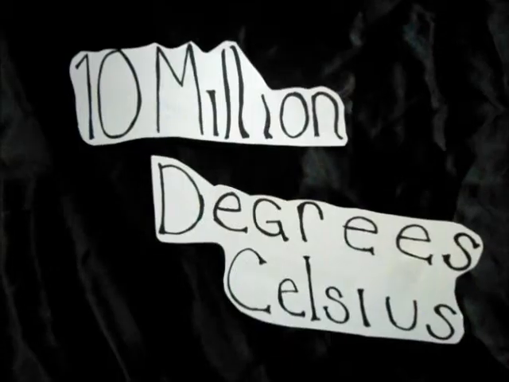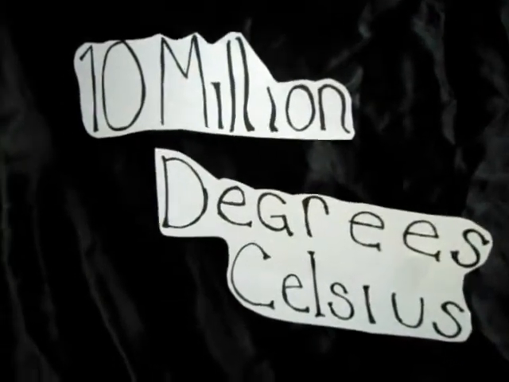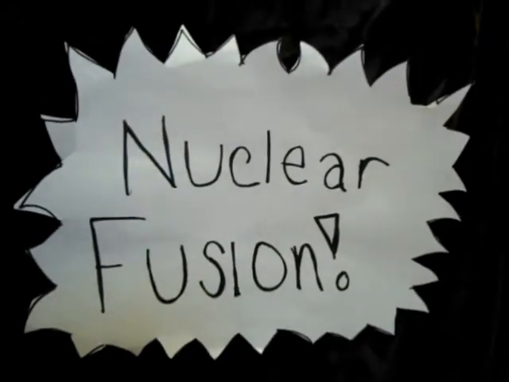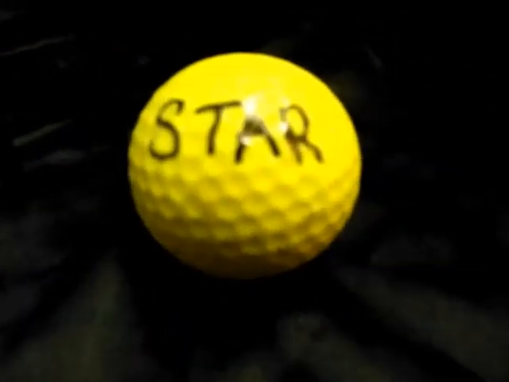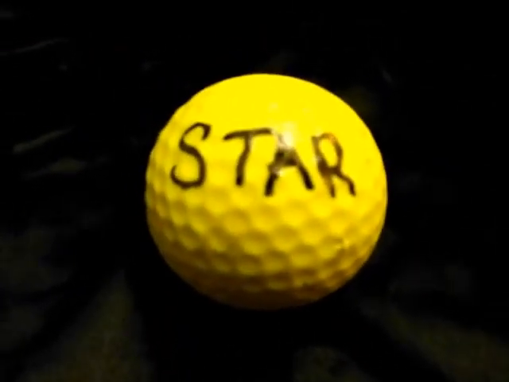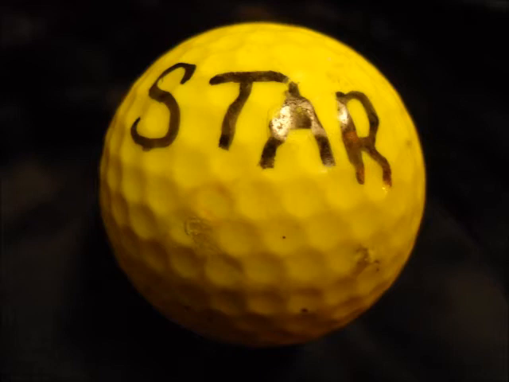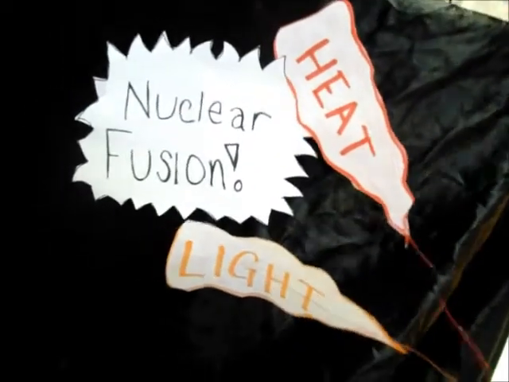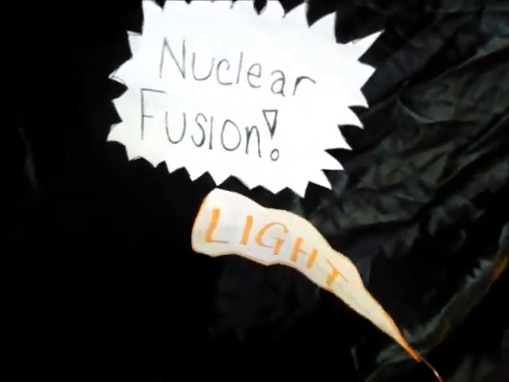Main sequence stage. Nuclear fusion. At 10 million degrees Celsius, nuclear fusion begins. Once nuclear fusion begins, that is the birth of a star. Nuclear fusion is a process that occurs when extremely high temperatures and high pressure cause less massive atomic nuclei to combine to form more massive nuclei. Tons of energy is released as heat and light.